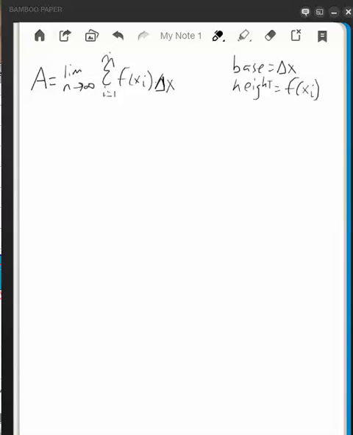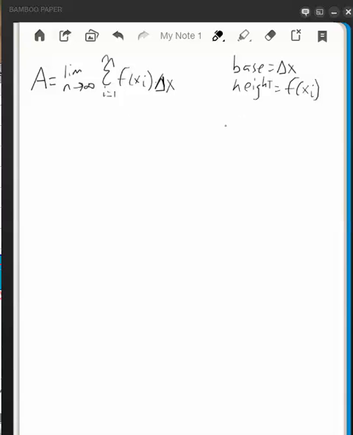If we just stop at 20, well, it's probably good, but not as good as it could be. If we stop at 2,000, well, it's pretty good, but not as good as it could be. It's best when we take n going to infinity. So now the hard part is figuring out what delta x is and what f of x sub i is, and then figuring out how to even apply that whole thing.